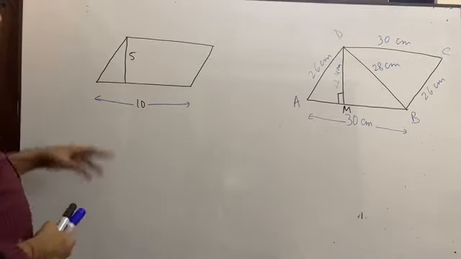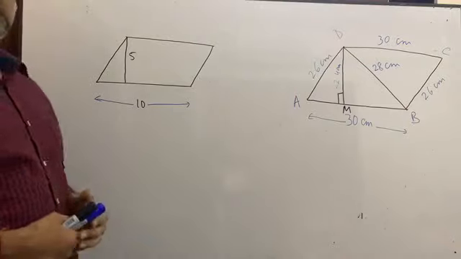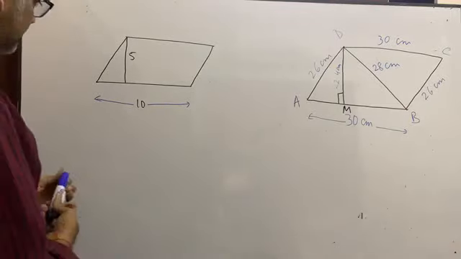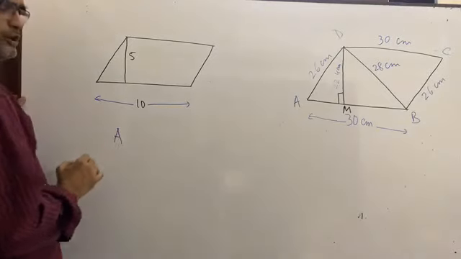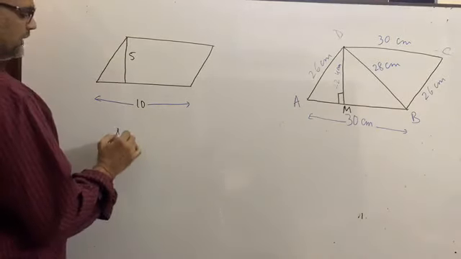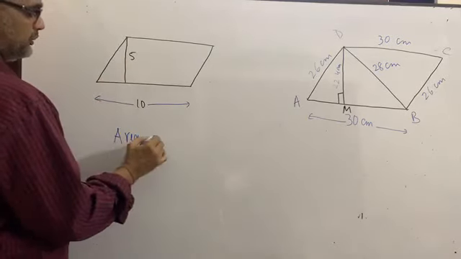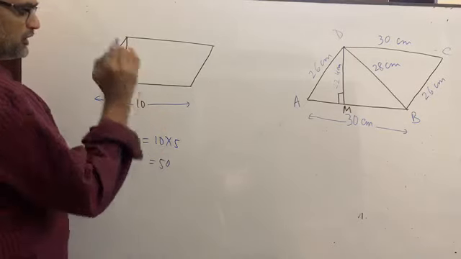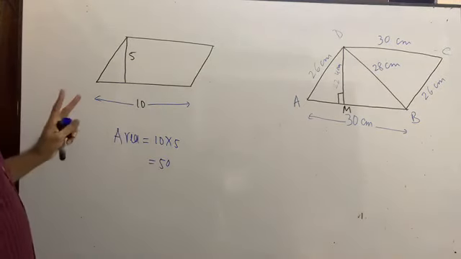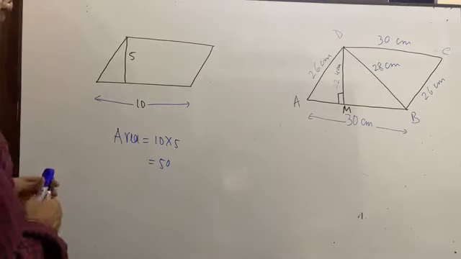I repeat, the base is 10 centimeter and the distance between two parallel sides is 5 centimeter. Then its area will be, it's also an MCQ or it is given in 2 marks. Area equals to what? Area equals to base into height. Base into height, that is 50 square centimeter, right? I think it's okay. Very good.